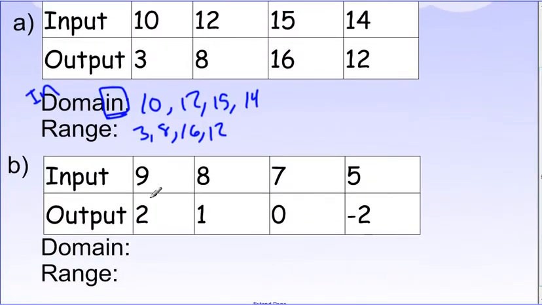Letter B, same deal. Domain, it's the ins. So you just copy down your inputs. That is your domain. The range is the outputs, so 2, 1, 0, negative 2. And that's the output. Pretty easy so far. Hopefully you're understanding that at least domain and range are the inputs and outputs. That's all we're getting to right now.